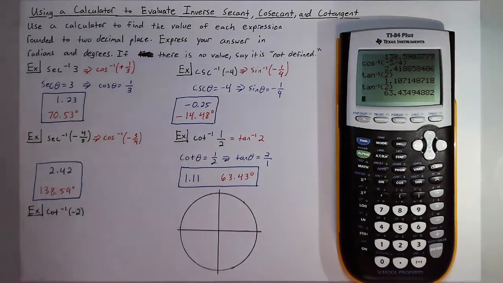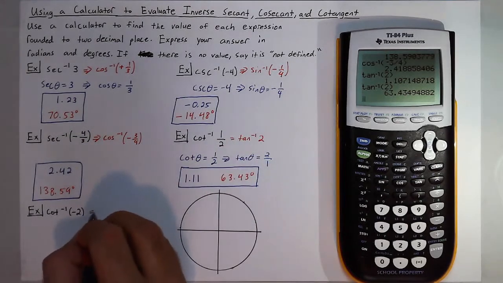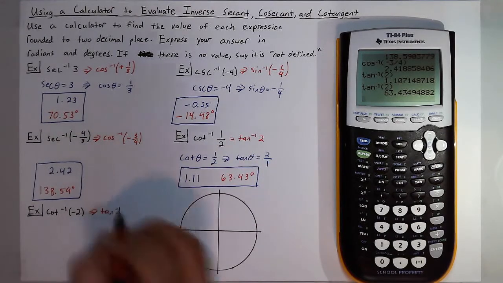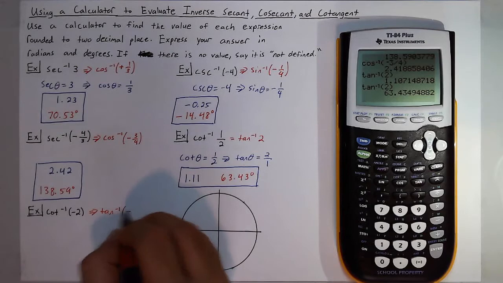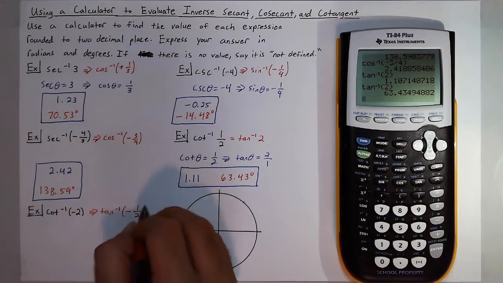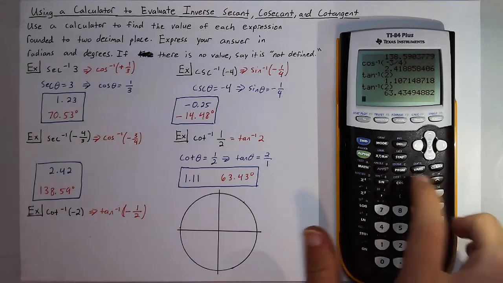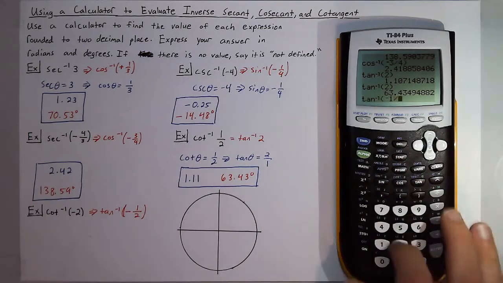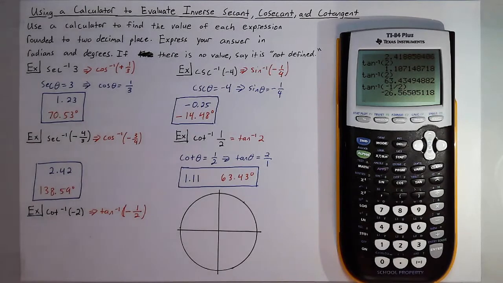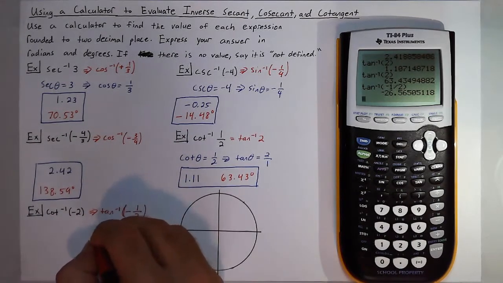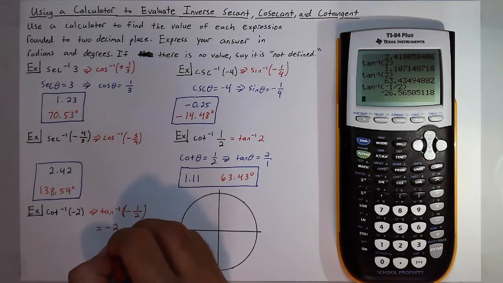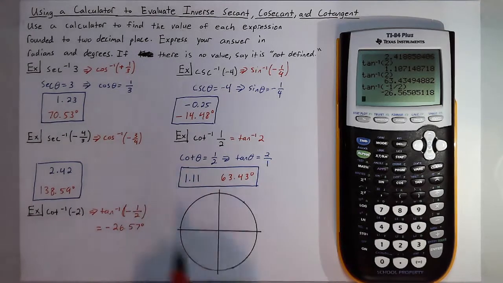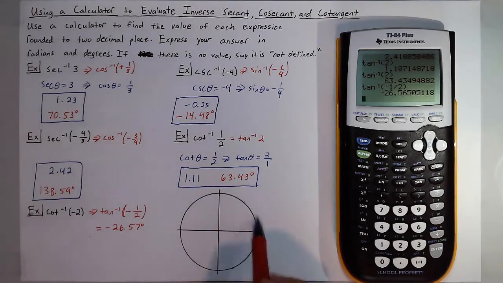Now let's talk about cotangent inverse of -2. So here I can use that same trick I just used up there. I know it's going to be tangent inverse I'm going to use. Tangent inverse of the reciprocal of -2, which is -1/2. Now when I plug this in, I'm in degree mode. I will get -26.57 degrees. Now this is not the correct answer because my output for cotangent has to be between 0 and 180.